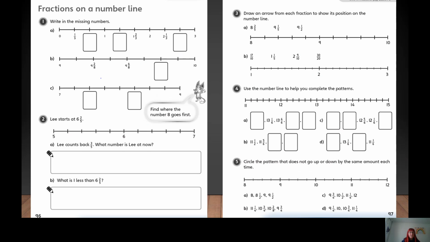Today's work, fractions on a number line. Obviously pause the video so that you can look at the questions and you can have a go at recording the answers in your book. Where you can, it would be great for you to have a go at drawing the number line. There are some tricky number lines to draw here, so don't get hung up on it, but it's very good practice for secondary school.